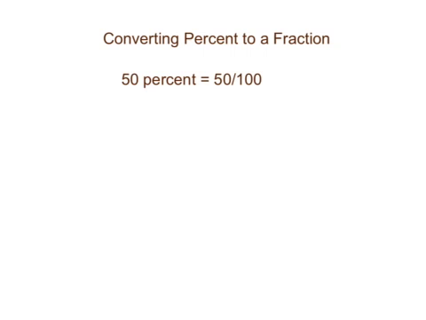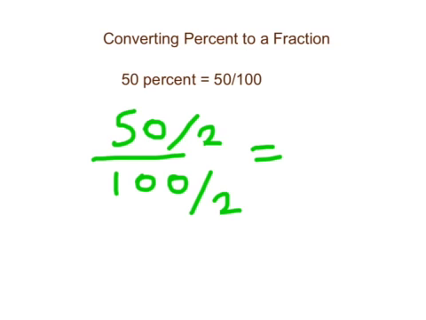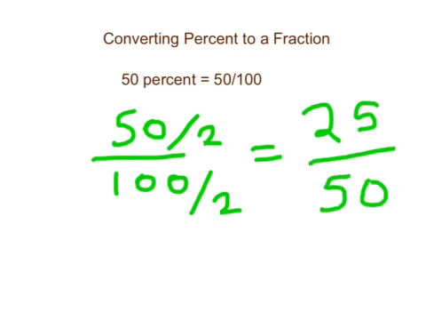The only thing left to do is possibly simplify the fraction if you can divide both the numerator and the denominator by the same number. In this case, we can divide the numerator, the 50, and the denominator by 2, because 2 goes into both of those numbers, and we could get 25 over 50. And that reduces it part of the way, but we can divide again.